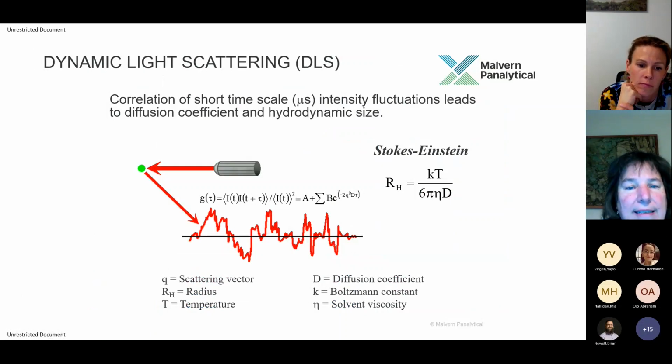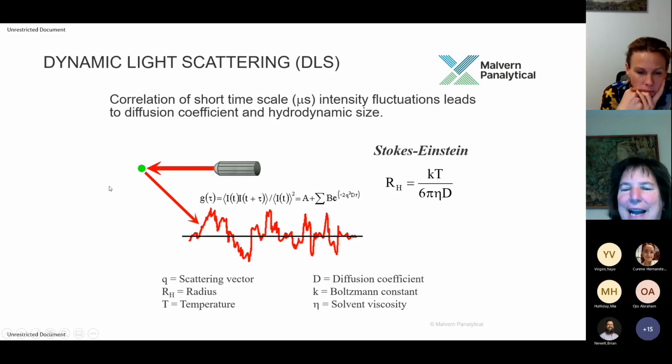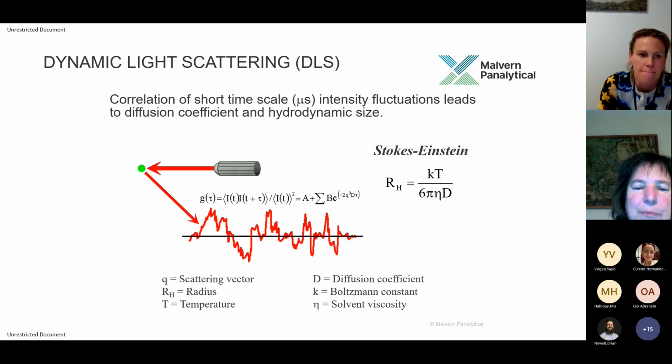So in a dynamic light scattering measurement, we shine a laser on a sample. And because there's not just one particle, there's a lot of particles in that scattering volume where we're shining that laser, we get constructive and destructive interference from that light. And so we get a very noisy light scattering intensity pattern over time. Now we're going to correlate how this light scattering pattern is changing, how that intensity pattern is changing with time. And that's really what this shows.